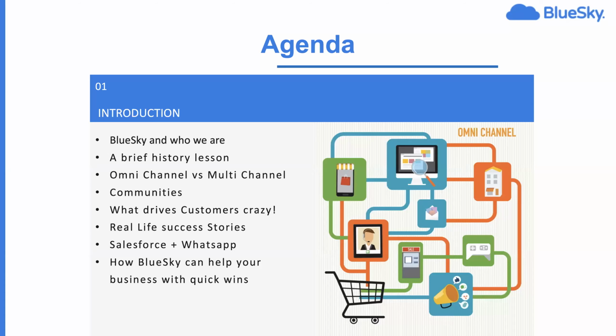As you can see on our agenda, we're going to start with a quick introduction to Blue Sky. We'll do a little history lesson about different types of channels and products and the customer. We'll then look at omni-channel versus multi-channel. We'll discuss communities, then what drives customers crazy. And at that point, hopefully you'll laugh, but you'll only laugh because there are mistakes that we actually make on a regular basis. We'll then kick into some real life success stories, so all is not lost. There's definitely a way to get this looking good.